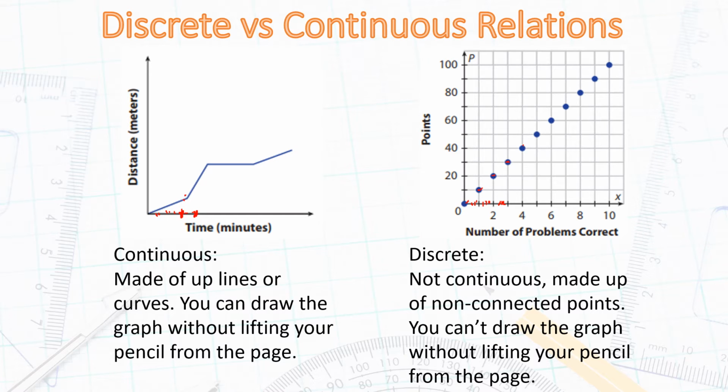So things like time are continuous. Things like the number of units that you buy, where there's a whole number set of units, that would be a discrete function or a discrete relation.